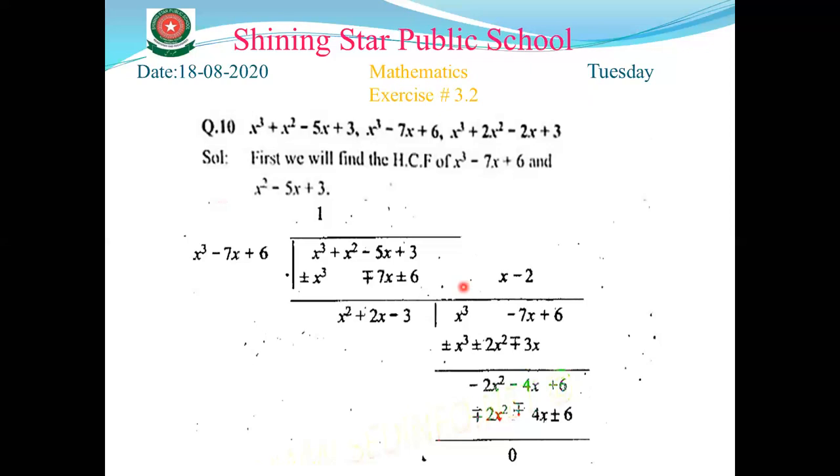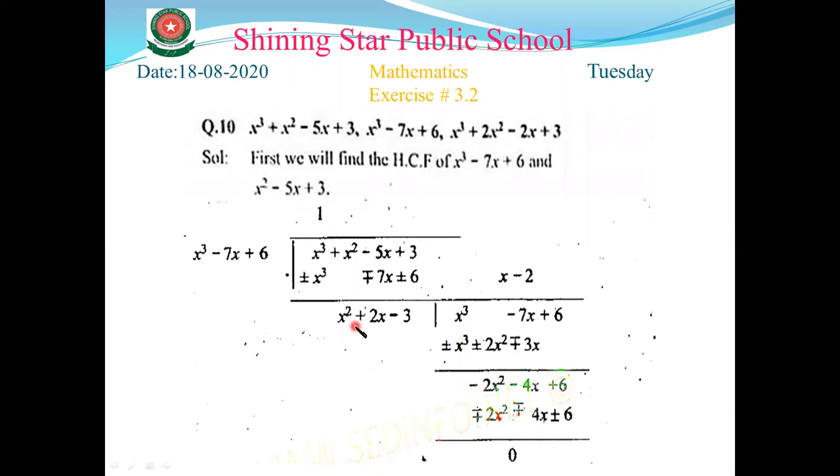So we multiply with x, so it becomes x cube plus 2x square minus 3x. Now change the sign. Plus changes into minus and minus changes into plus. X cube cancels. Minus 2x square minus 4x plus 6. Now, here is x square. We multiply with 2. So it becomes 2x square. But we have here minus 2x square.